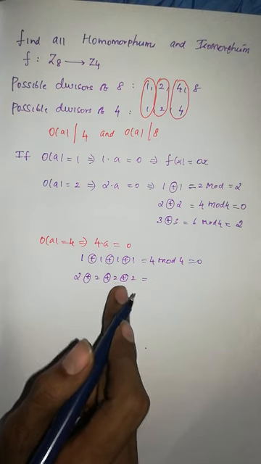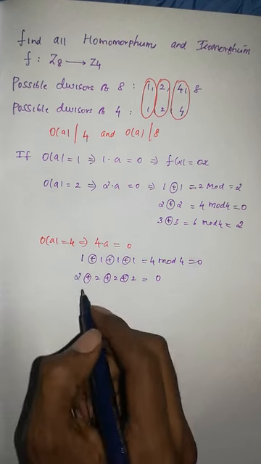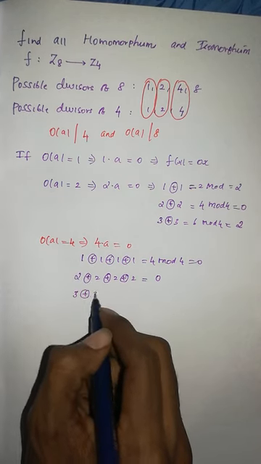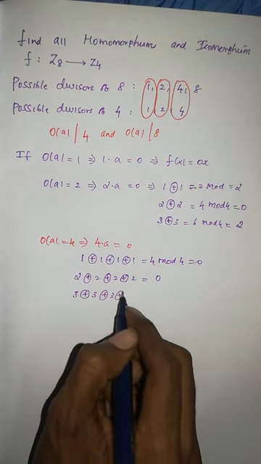2 plus 2 is 4. 4 mod 4 is 0. So this satisfies. Now for 3, we have 3 plus 3 plus 3 plus 3.